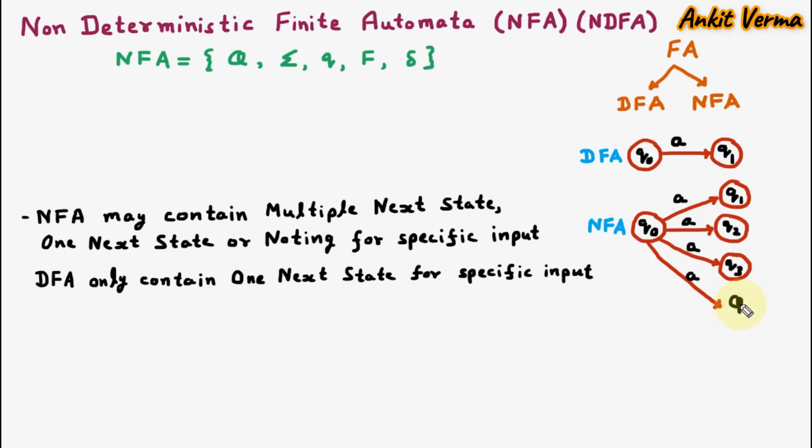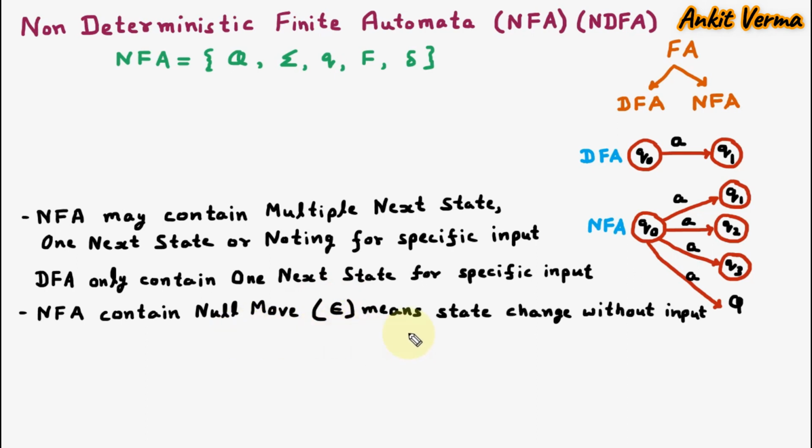Next thing about the NFA is it contains null move, and null move is represented by epsilon, which means state will change without input. Here the meaning is that in the NFA, if we are not providing any input, even then the state can change. So NFA accept null production or null transition, which is epsilon. But DFA do not contain null move. So in the DFA, if you want to go to the next state, the input is required. For null move, it will not go to the next state.